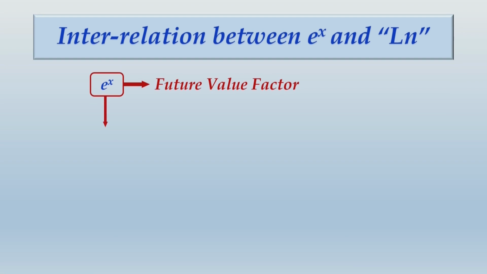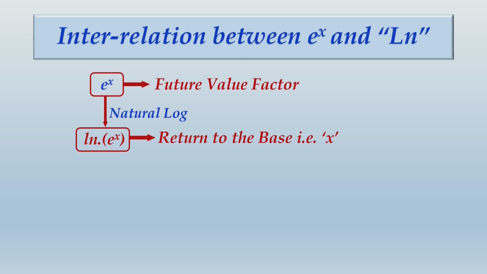So e raised to x, when you take the natural log of that, that is ln of e raised to x, you know what you are going to get? Ln of e raised to x will return back the power, that is x. So ln of e raised to x is going to give you x. We have seen that if ln of e square is giving you 2, ln of e raised to x will give you x. So e raised to x basically is e raised to rt, so x will be the product of r into t.